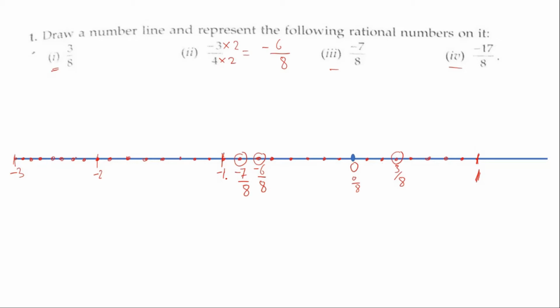Now let us find minus 17 by 8. So it is minus 8 by 8, minus 9, minus 10, minus 11, minus 12, minus 13, minus 14, minus 15, minus 16 and this point is minus 17 by 8. I hope you have learned how to represent rational numbers on the number line.